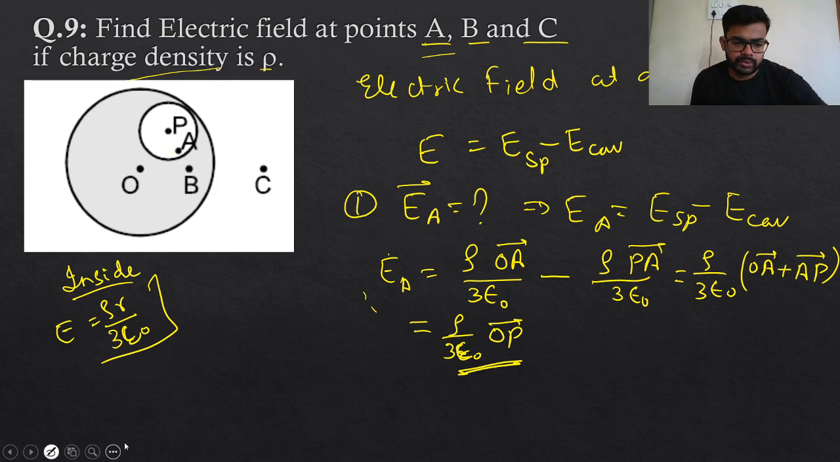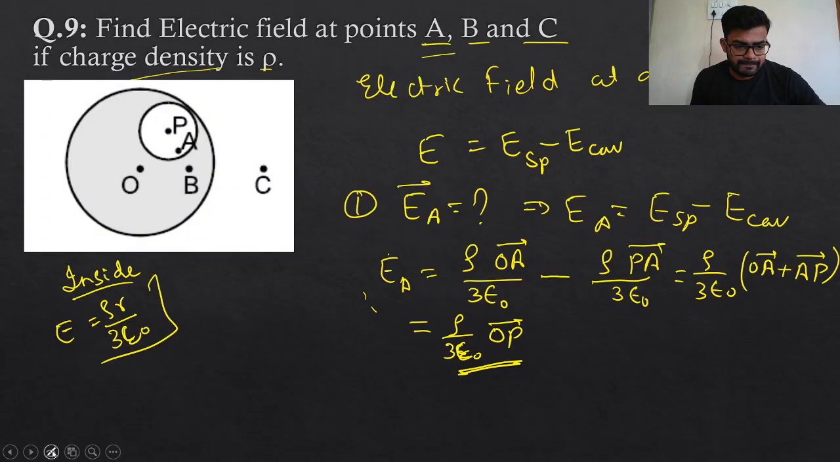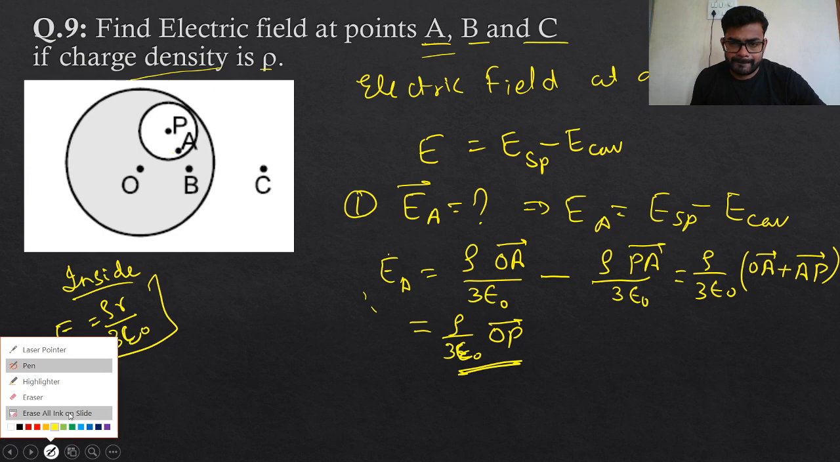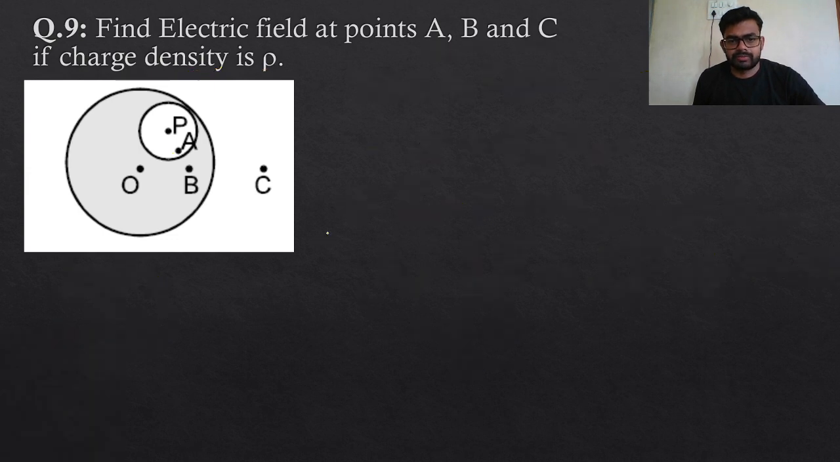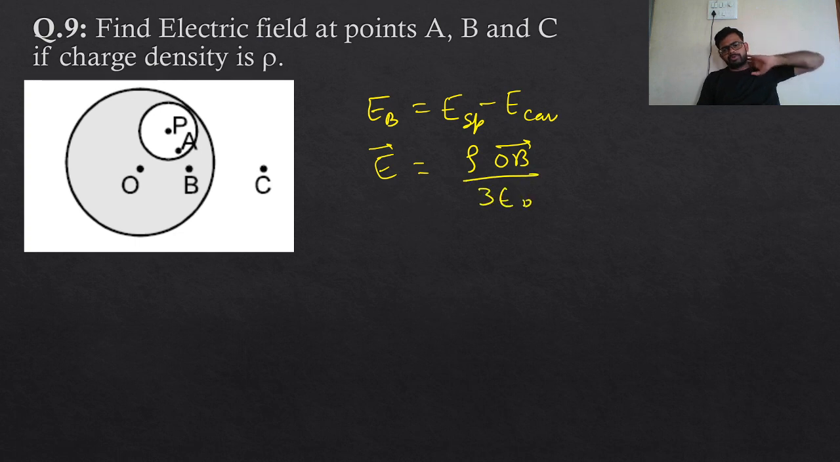So next, number 2. I need to erase this. Next, we need to find the electric field intensity at point B. I will say it is due to the complete sphere minus due to the cavity. The E vector is equal to, due to the complete sphere, since point B is inside the sphere, the formula rho r upon 3 epsilon naught is applicable. So rho r means the OB vector upon 3 epsilon naught. This formula I am using. Minus, due to the cavity, you need to write.